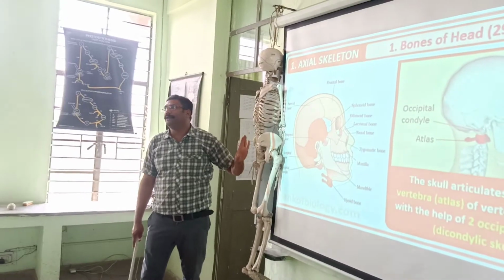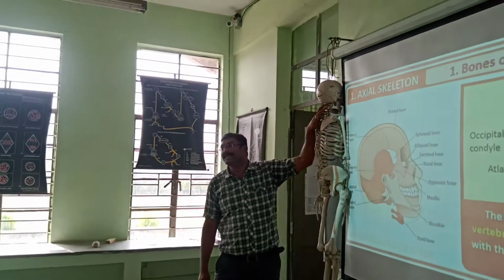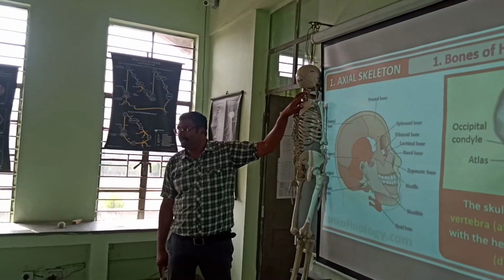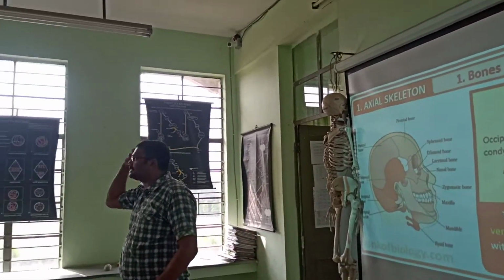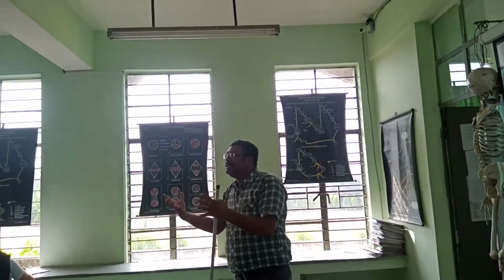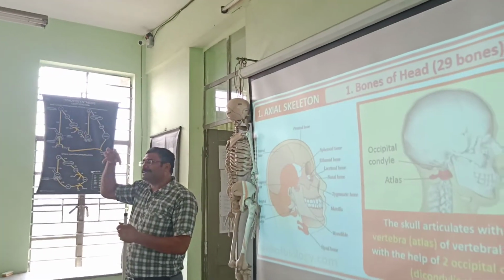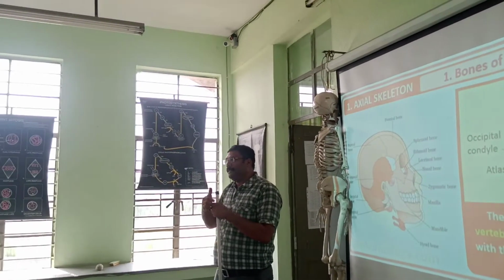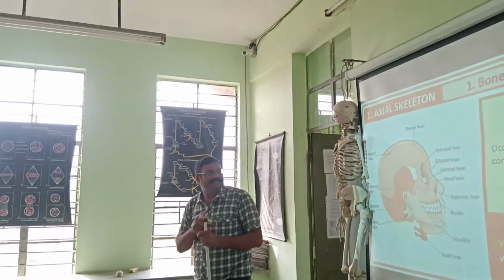So all over there are 26 vertebrae, and the first vertebra is known as atlas, and the second vertebra is known as axis. This atlas is attached to the human skull. Or you may say the human skull is directly attached to the vertebral column with the help of the atlas vertebra.